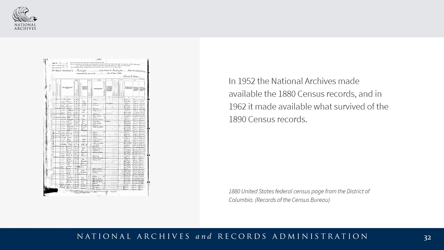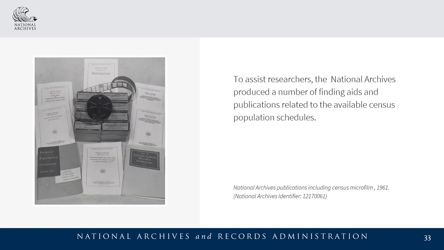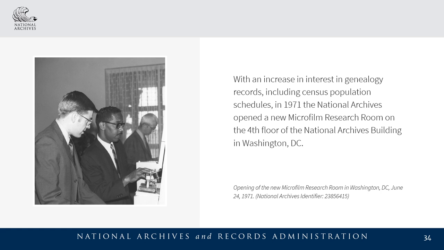Per the 72-year agreement, the National Archives made available to researchers the 1880 census records in 1952 and what had survived of the 1890 census records in 1962. National Archives staff also produced a number of publications related to the available census population schedules to assist researchers. In the early 1970s, the National Archives was seeing an uptick in genealogy researchers who were very much interested in census records. With this increase, the National Archives opened a new microfilm research room on the fourth floor of the National Archives building in Washington, D.C., in 1971, just in time for the opening of the 1900 census release scheduled the following year.